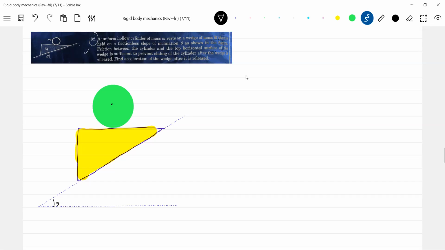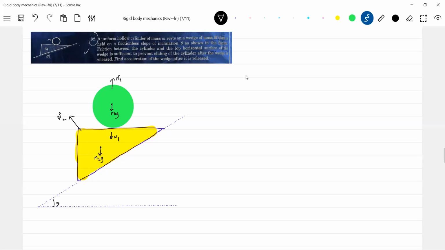So this will be the weight M1G, normal contact N1, here N1. The weight of this will be M2G. This normal contact will be N2.